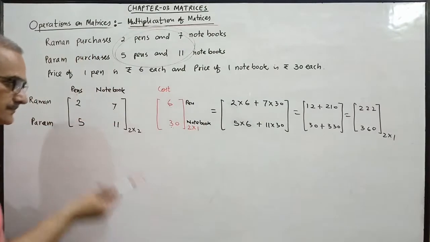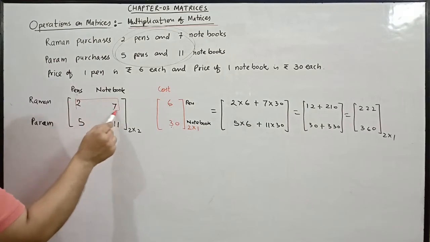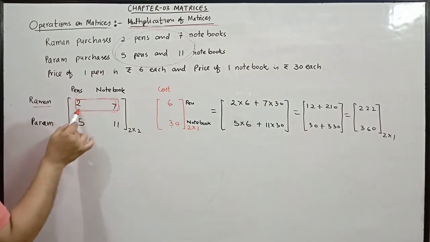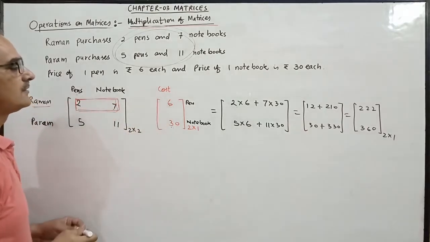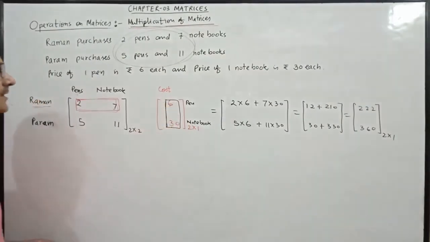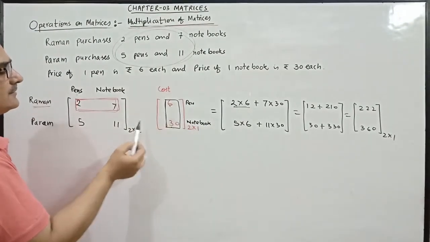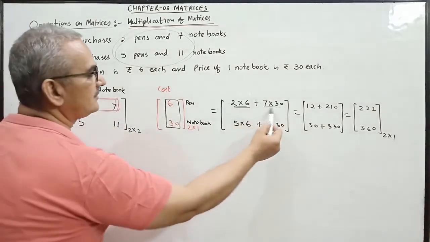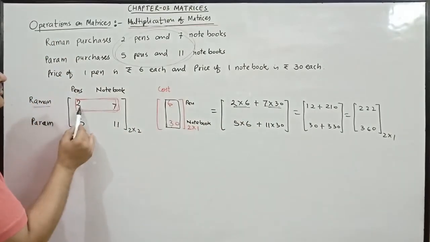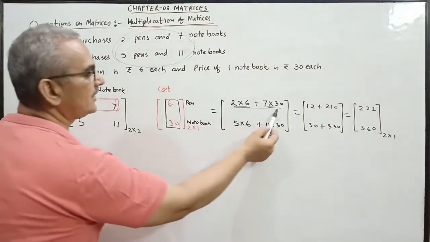So what we are seeing here is that in this multiplication, first we are multiplying this row. This row belongs to Raman. The information of Raman is multiplied by this cost. The cost we are taking as a column. So 2 is multiplied by 6, I am writing here 2 into 6. Then 7 multiplied by 30 I am writing here, and then I am adding because that is the total cost. So the information in the row is multiplied by the column.